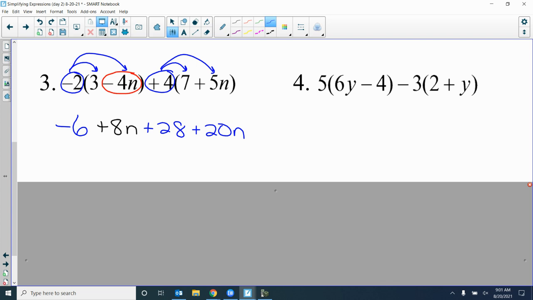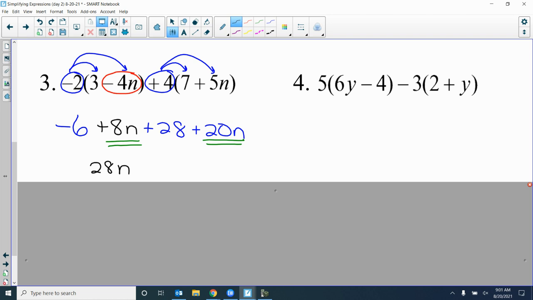Now at this point we say, do we have any like terms? Mason? Yeah, 8n and 20n. And what's 8n plus 20n? 28n. Okay, now everybody think what that second number is going to be. Just in your mind, or use your calculator before you write it down. And if you think you really know it, then put it down.